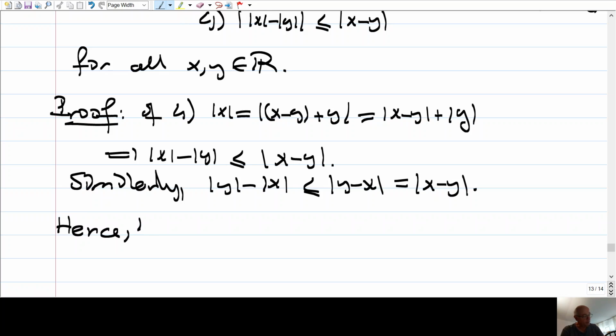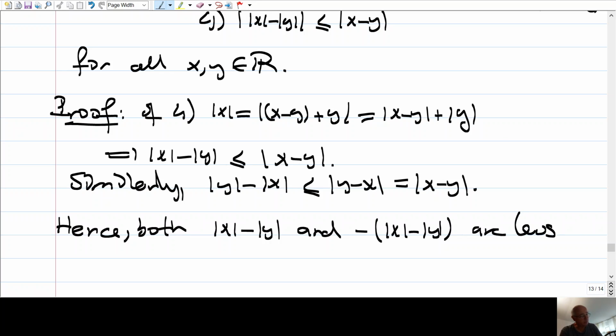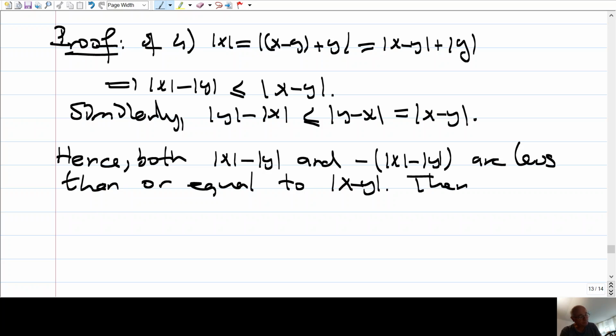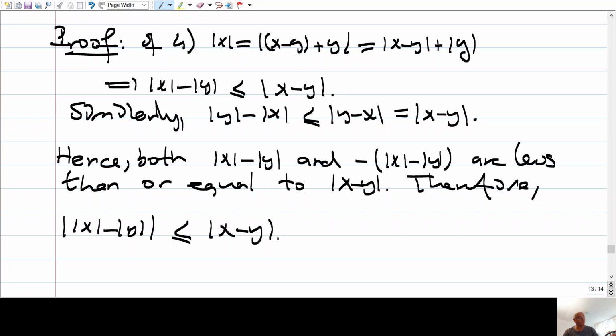Hence, both this real number and its negative, which is this one, are less than or equal to this. Therefore, the absolute value of this real number, which is equal to either this one or this one, but both of them are less than this. Therefore, this absolute value is less than this absolute value. And this finishes the proof.